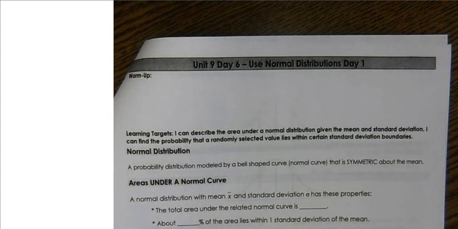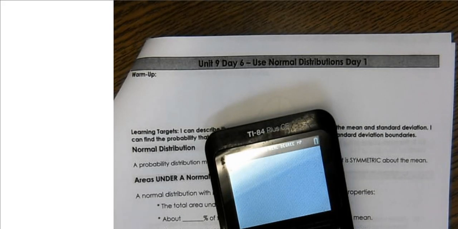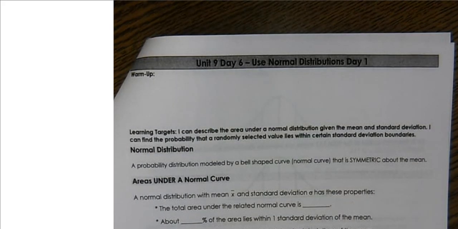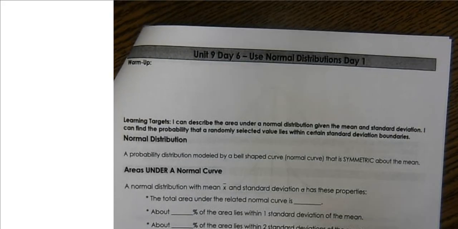We are going to do Unit 9, Day 6, Use Normal Distributions, Day 1. To get started for today, what you will need is a calculator, and you might want to have some additional colors, maybe a highlighter, to help you with some of the things that we're going to be doing today.